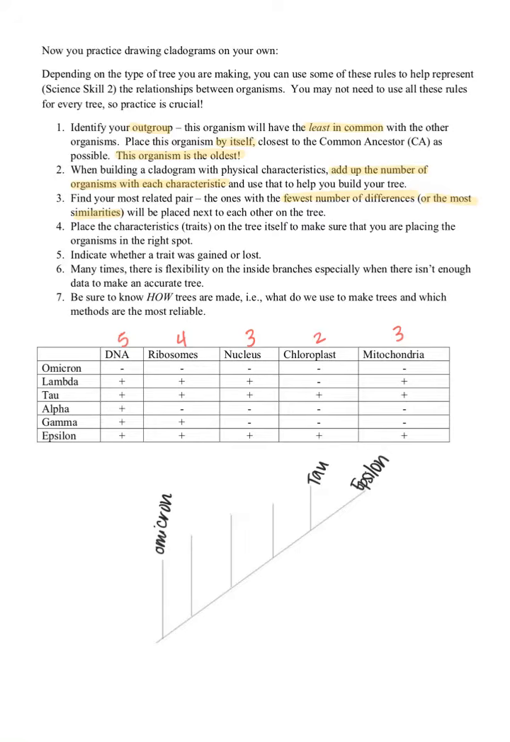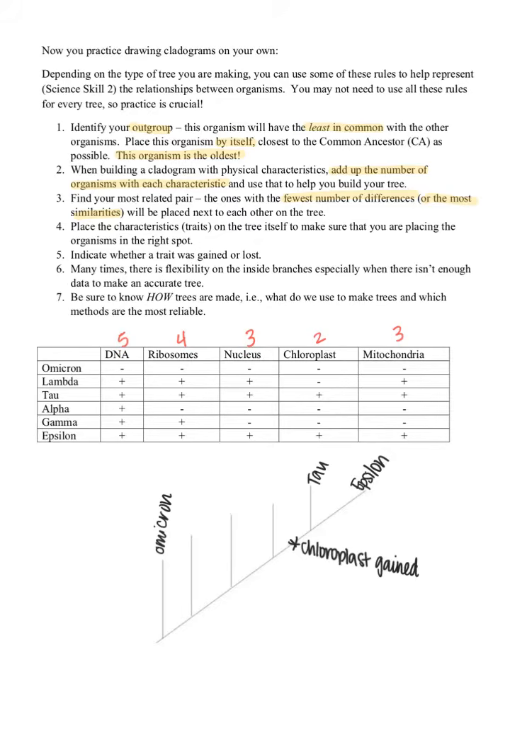Now that we have our most closely related organisms and our outgroup labeled, we can go through and get the middle filled out. The way that we do that is by placing the characteristics on the tree itself to make sure that the organisms are in the right spot. For example, my tau and my epsilon, the one thing that they have different from everything else is the chloroplast. So I'm going to add that on the tree right there.